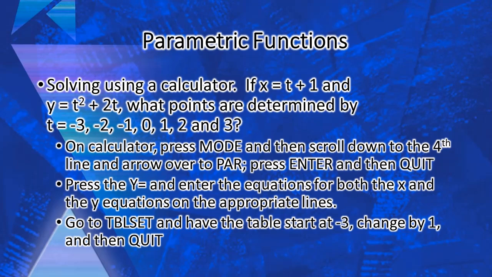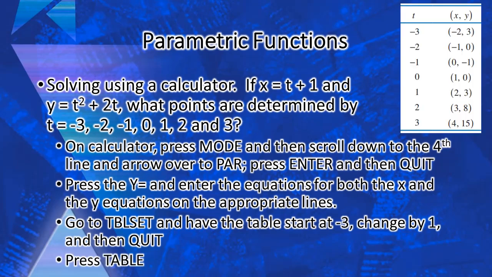And we're going to change our table to go up by ones. So in that delta table line, just leave it as a 1. If it's not a 1, make it a 1. And then you can hit quit or second function mode. And now press your table button, which is the second function graph.